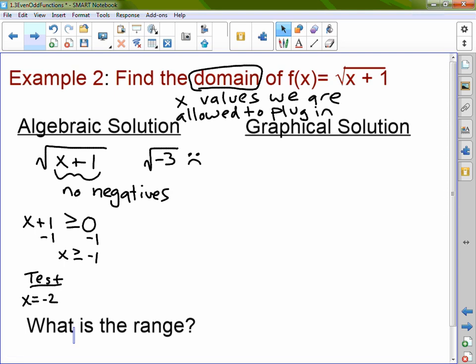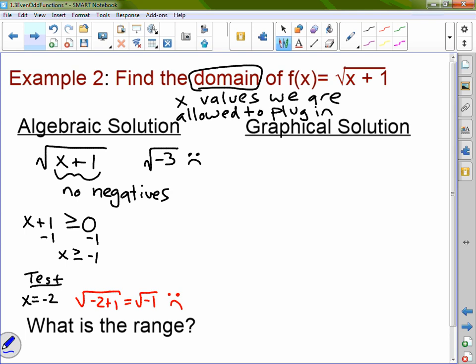If I did that, we would get the square root of negative 2 plus 1, which is the square root of negative 1, which gives us something imaginary. We're not allowed to do that. But let me pick something within this domain that we talked about. We said x needs to be negative 1 or more. Let me just try that bare minimum, negative 1.